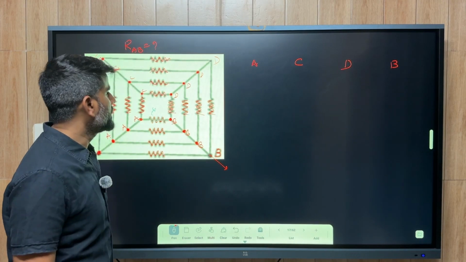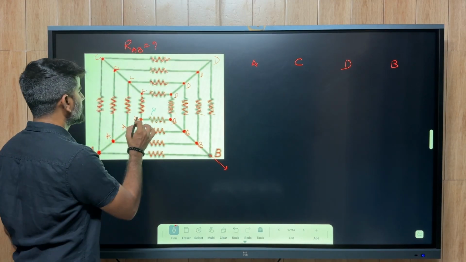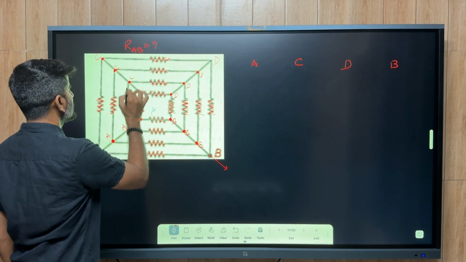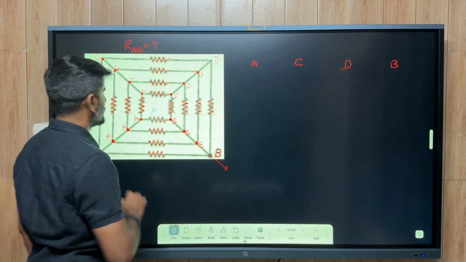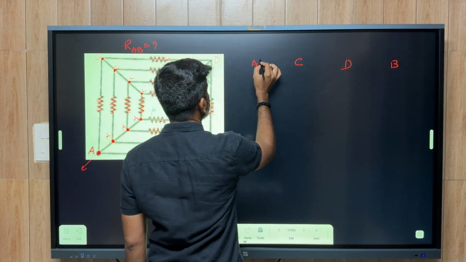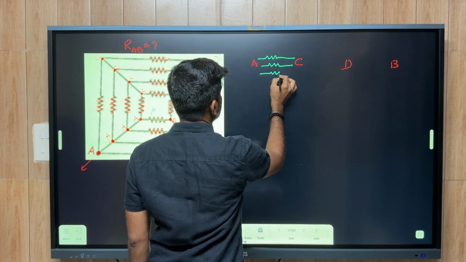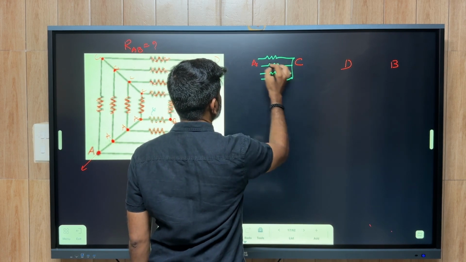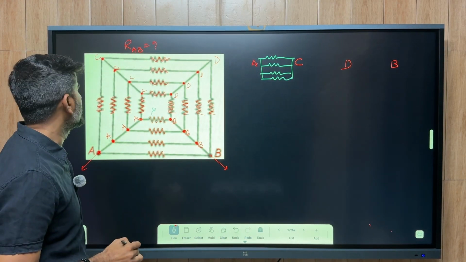So let us identify the resistors which are connected between A and C. This is A, this is C; this is A, this is C; this is A, this is C; A, C. 4 resistors are there: 1, 2, 3 and 4. 4 resistors are connected.